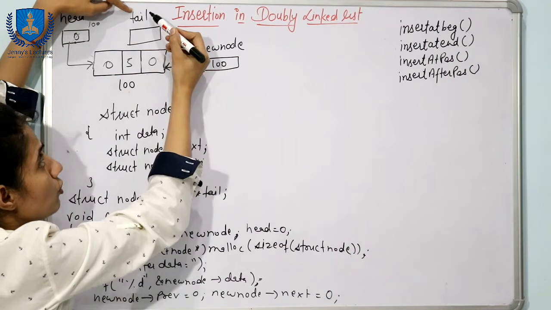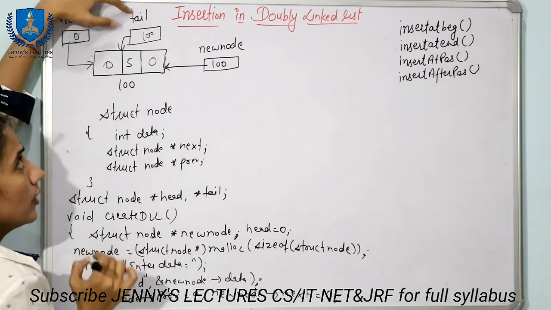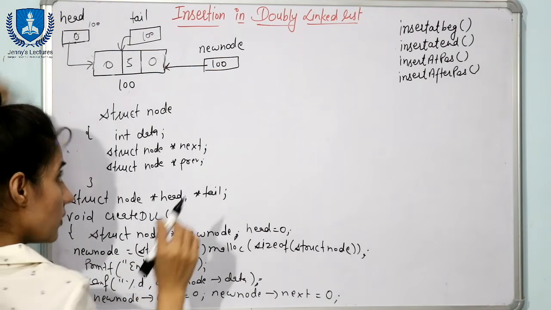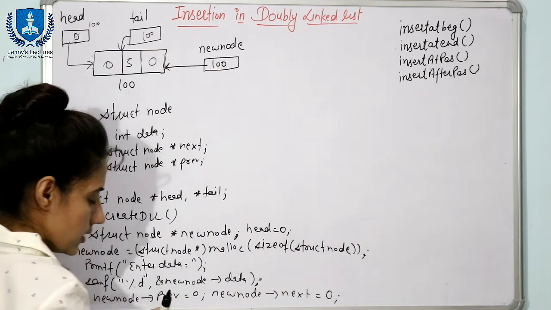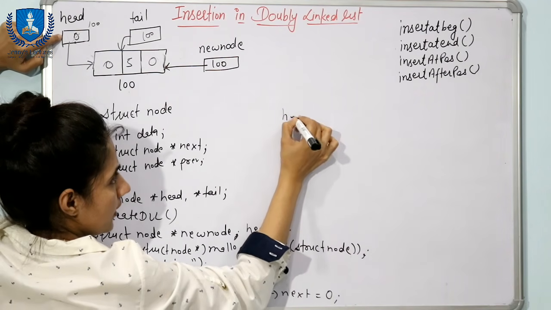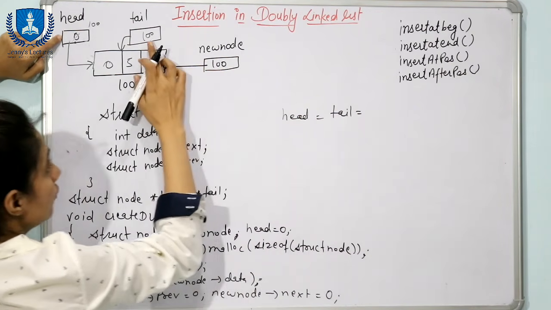So in tail also you are going to store this 100. So now tail is also going to point here. Now this is done. Fine. Now how will you write this into the code? See, we have just updated the head value and tail value. So here what can I write? Head is equal to tail is equal to, here you will store 100.